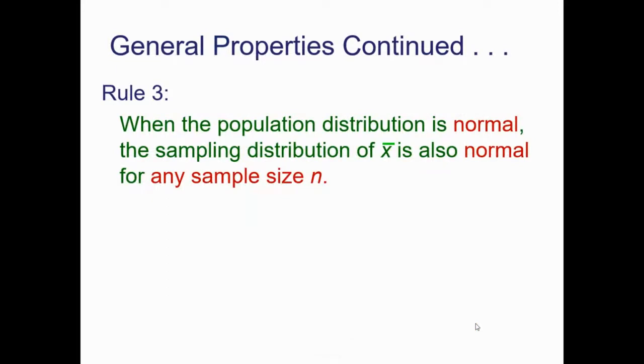Okay, so our next rule. We talked about 2 of them, now we have our 3rd rule. When the population distribution is normal, the sampling distribution is also normal for any sample size n. So if we start normal, it doesn't matter what n we pick, we will stay normal. We're not going to go to the dark side, even though I hear they have cookies.